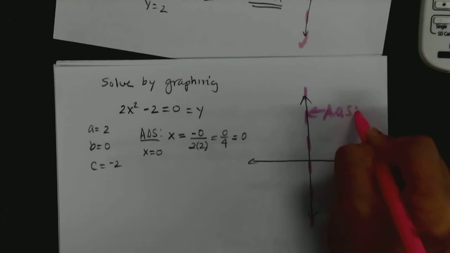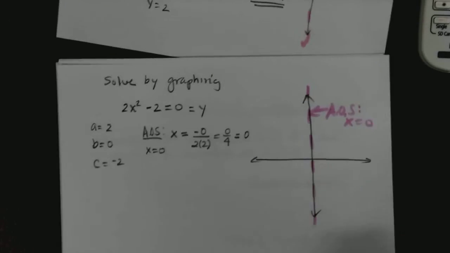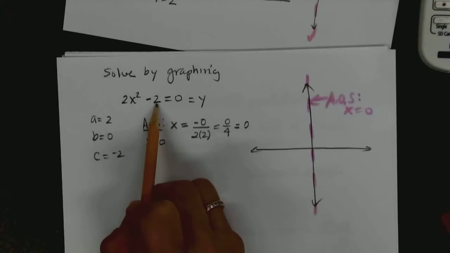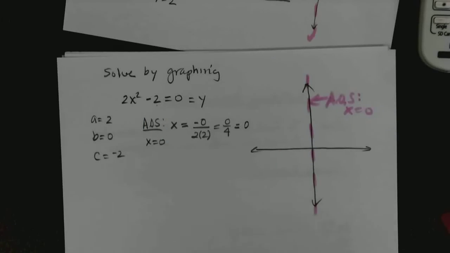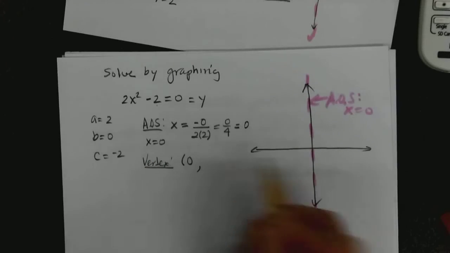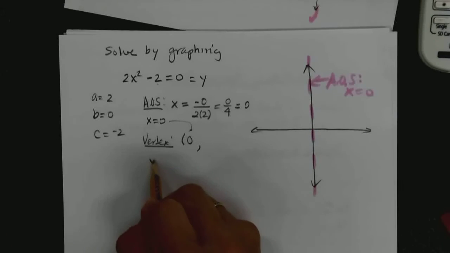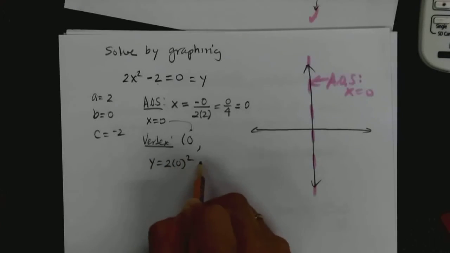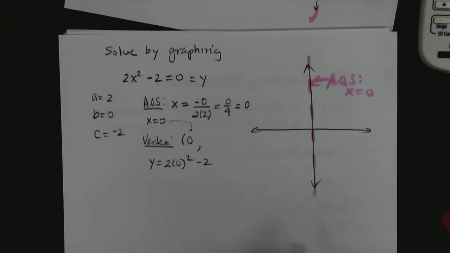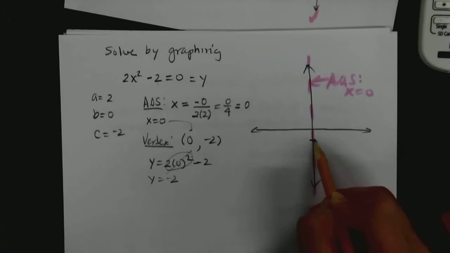Couldn't negative 2 be a b though? No. Why? Because b is always in front of the x. Is that in front of the x? No, right? So then the vertex is 0, comma, remember this always goes in here. So y equals 2 times 0 squared minus 2. It's negative 2. So y equals negative 2. So 0, negative 2. 1, 2, negative 2.